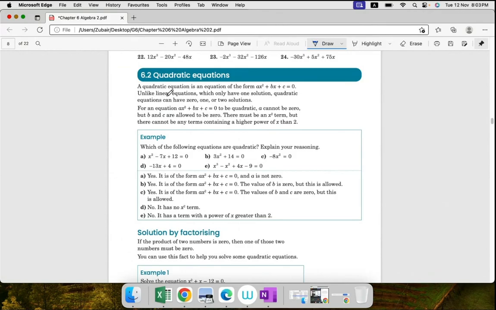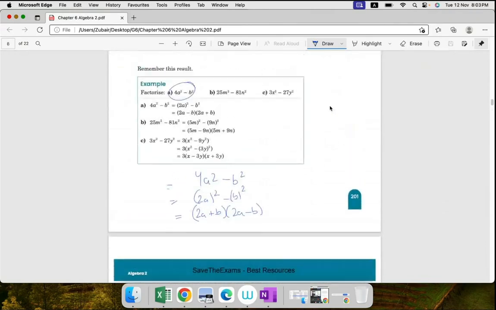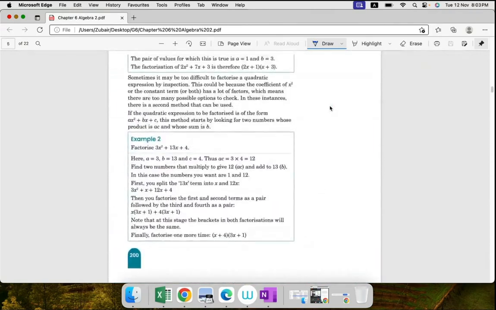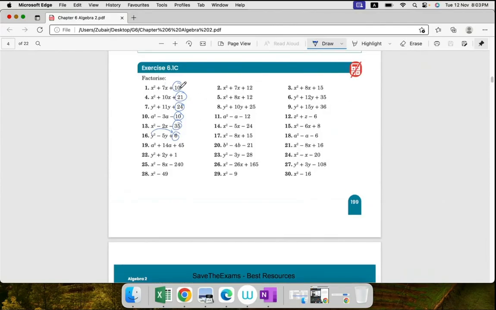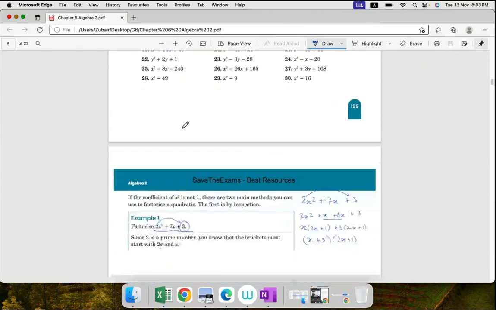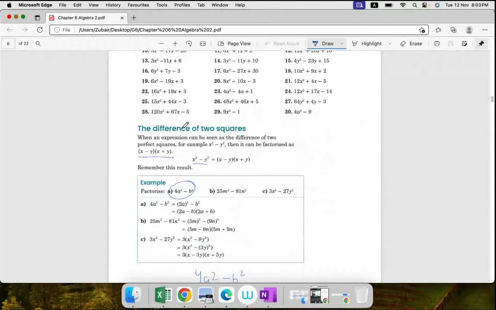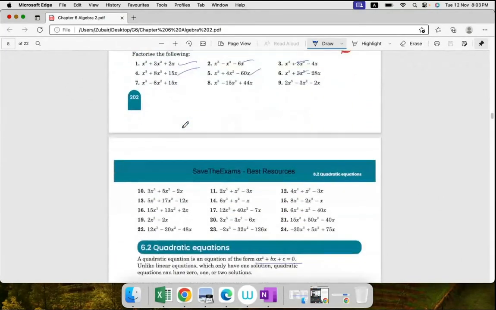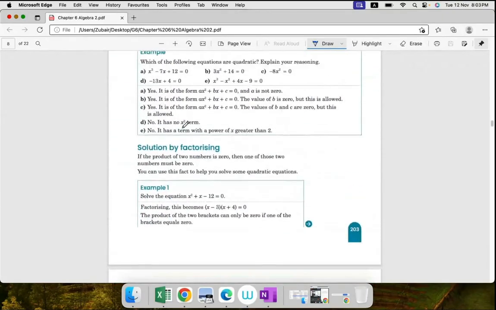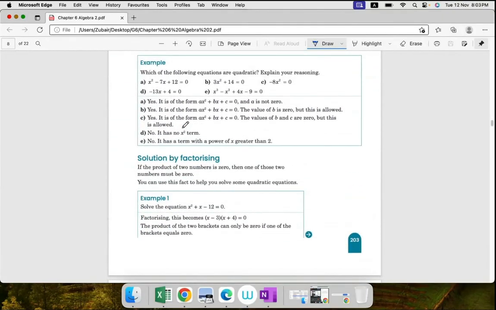Quadratic equations. A quadratic equation is an equation in the form ax squared plus bx plus c. Basically, we've been doing this in the form of middle term breaking, like these. These were expressions. When you put them equal to 0, they become equations. So we were factorizing them. Now we will be finding values of x when they are equal to 0.